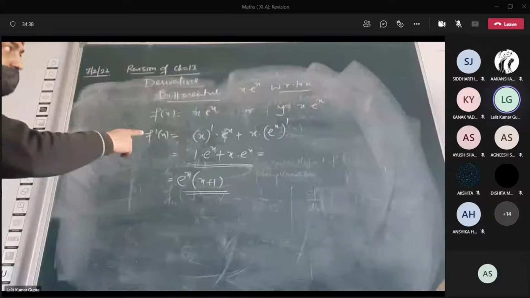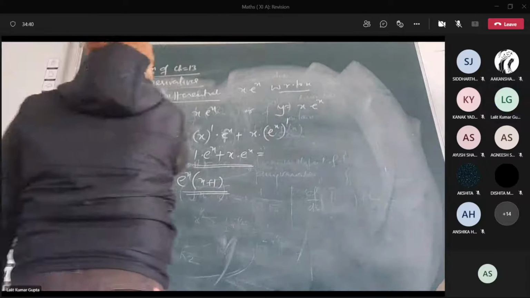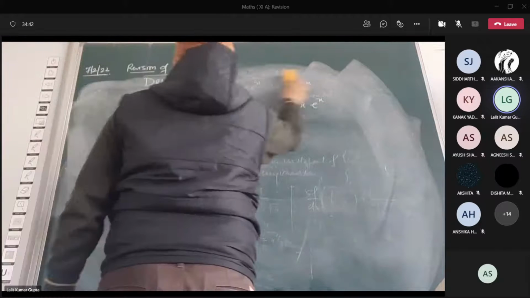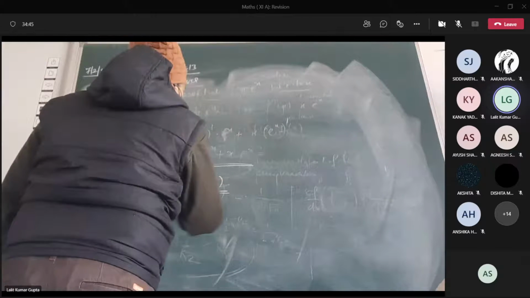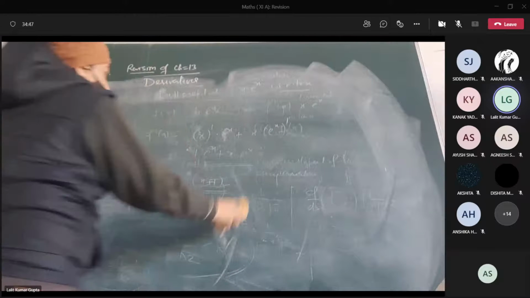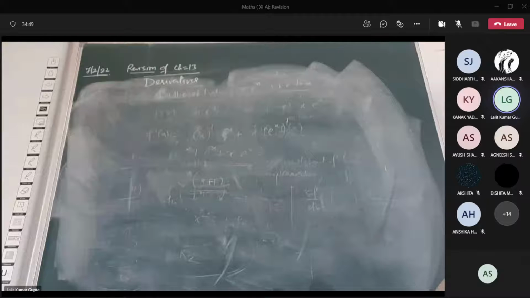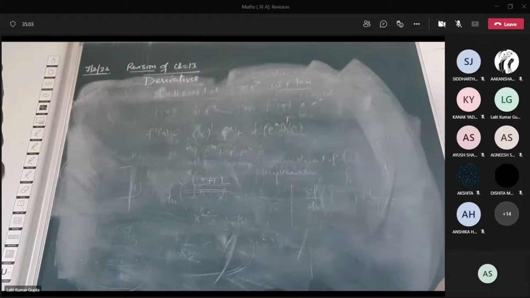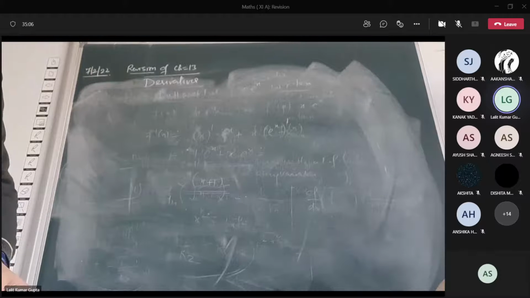Is this clear, beta? Now I'm taking a quotient rule problem. See, how will we do that? Any question we have here? I'll take a quotient rule problem.